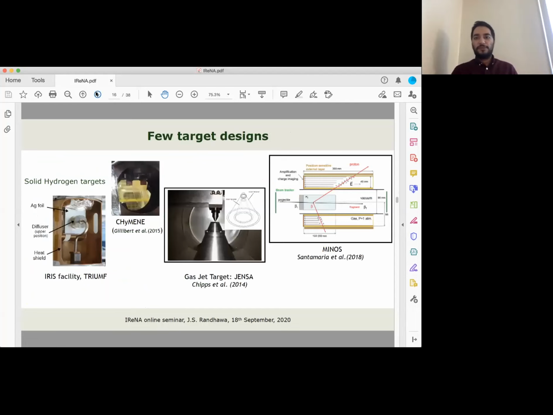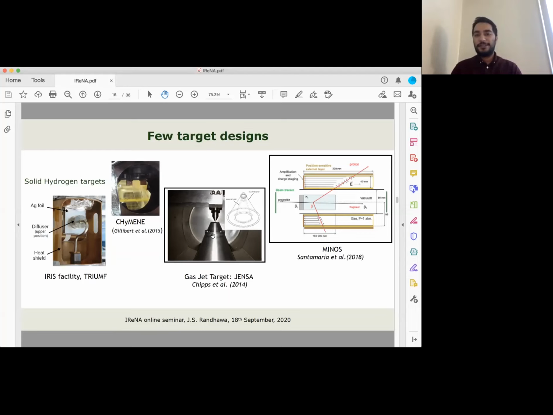Even though I'm mostly going to focus on ATTPC, the active target time projection chambers, here are a few designs which I feel I can share. One is the solid hydrogen target. The thin film is made on a silver foil, and this is the chimney, which can produce a thin film of hydrogen. I have not seen the physics results with this yet. If any of you have come across it, I will be very interested to see if they have really tested this target and it's effective. So please let me know.